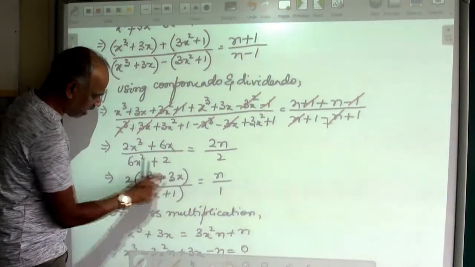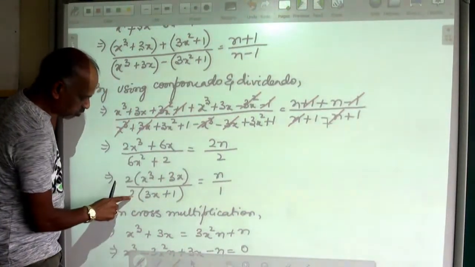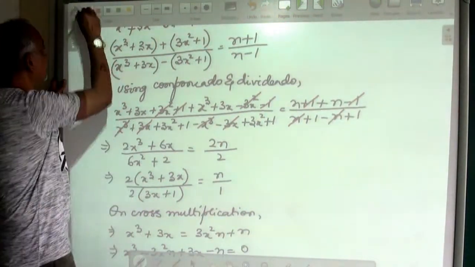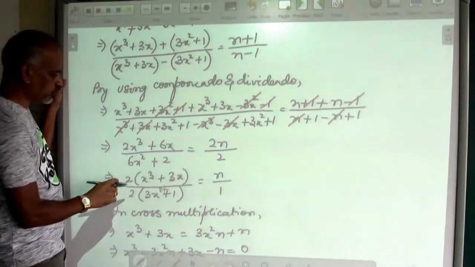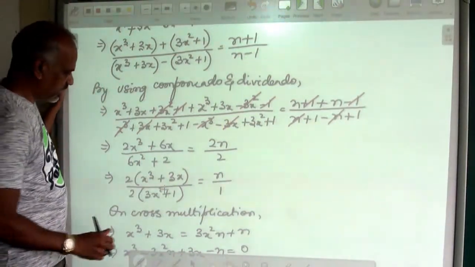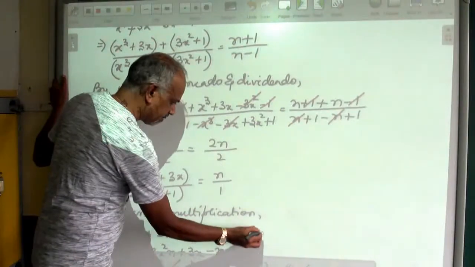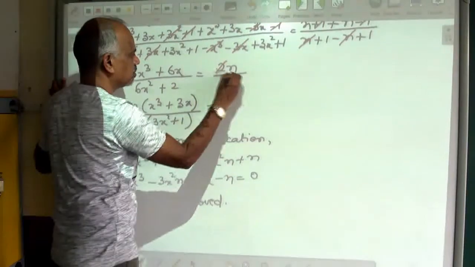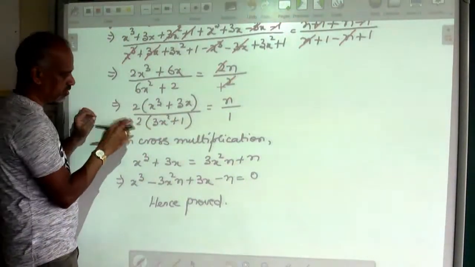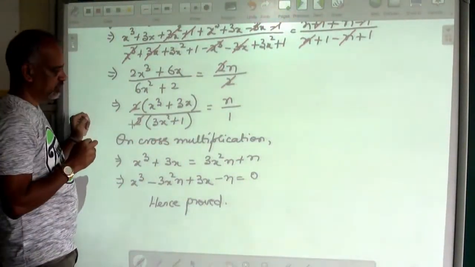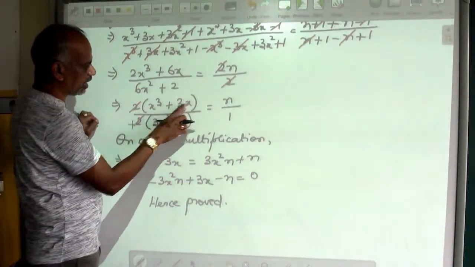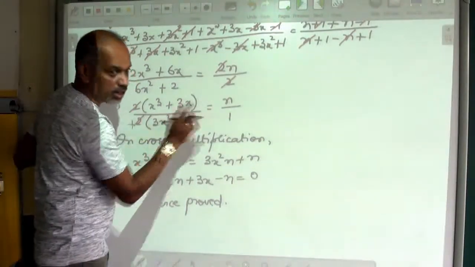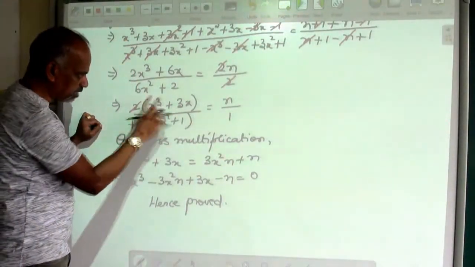3x divided by, here also 2 is common, so if you remove the 2 this becomes 3x squared plus 1. Okay. Now you can also cancel these 2's. And in this step, this 2 gets cancelled. So you are left with x cube plus 3x divided by 3x squared plus 1 is equal to n divided by 1. And then you cross multiply.